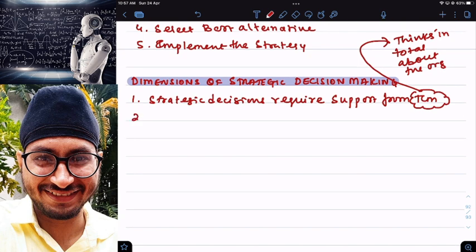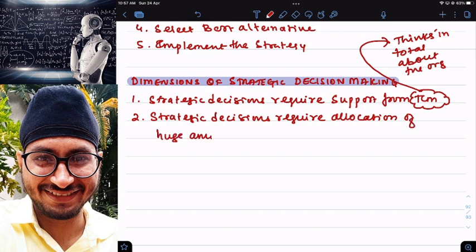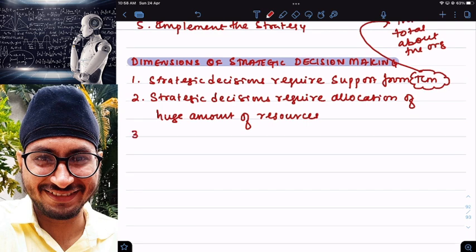Top level management support. Number 2, strategic decisions require allocation of a huge amount of resources. It may be financial resources, it may be non-financial resources. In order to implement my decisions, in order to implement my strategy, I need money, I need employees, I need machinery, I need a place, I need space, etc.